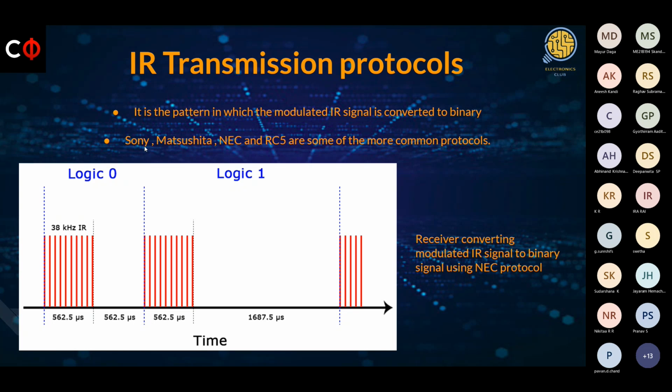The other communication protocols like Sony, Matsushita, and RC5 just differ in the time for which the IR signal goes high and low for a particular logic, like binary logic 0 and 1. So that's the difference between these communication protocols.